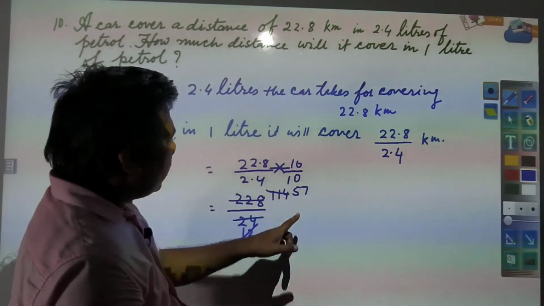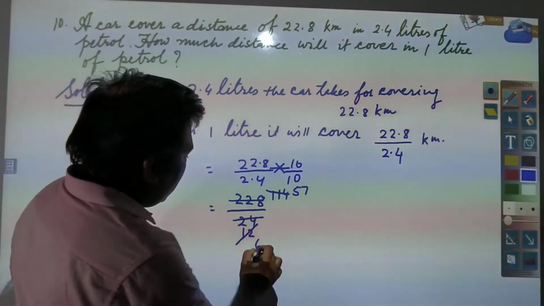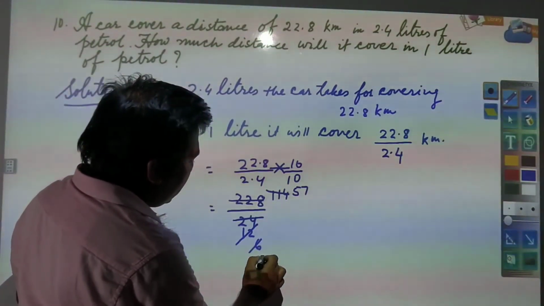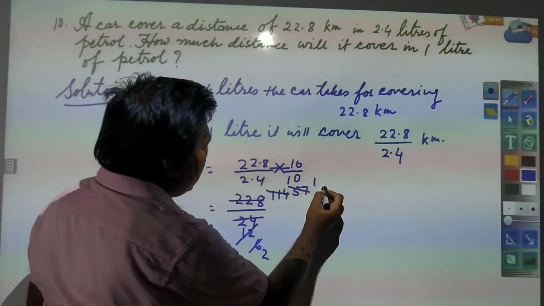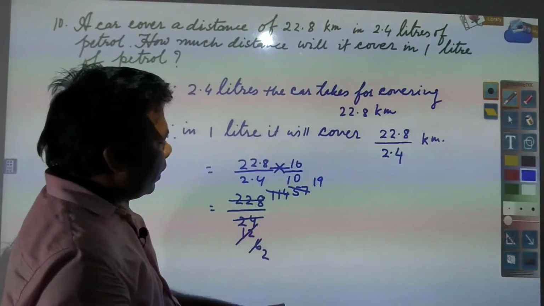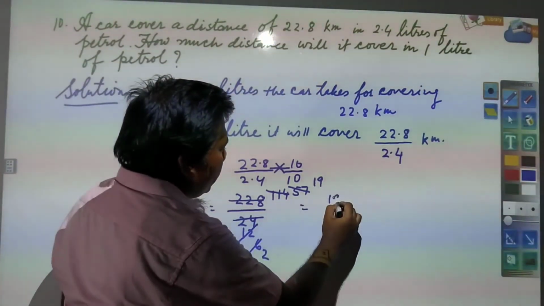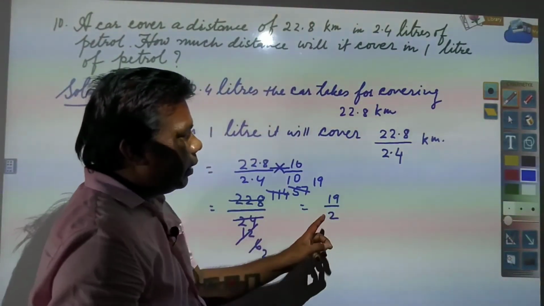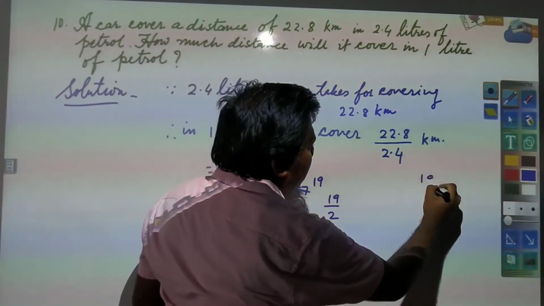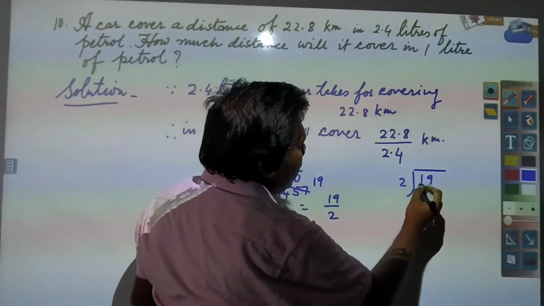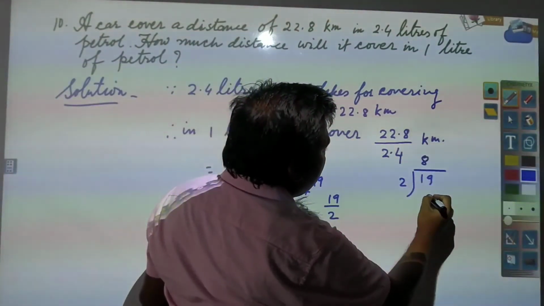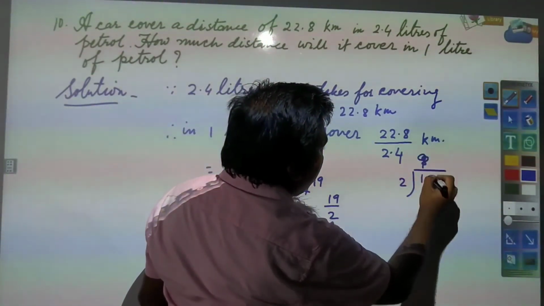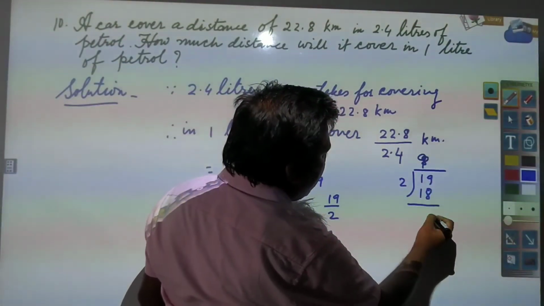So you have got this, and again it will be cancelled. 3 2s are 6, 3 1s are 3, 3 9s are 27. Now you have got 19 by 2. So now you can easily divide. 19 divided by 2. 2 8s are 16, 2 9s are 18. One remainder you will have.